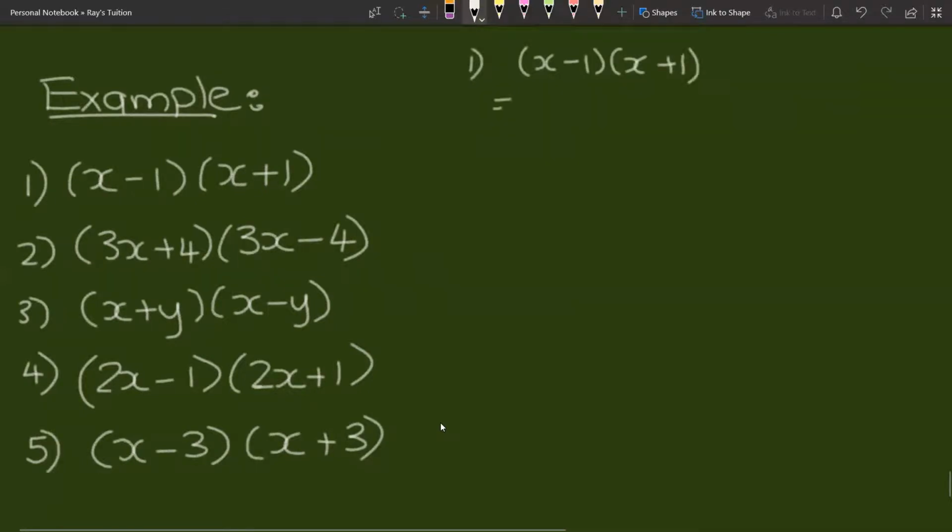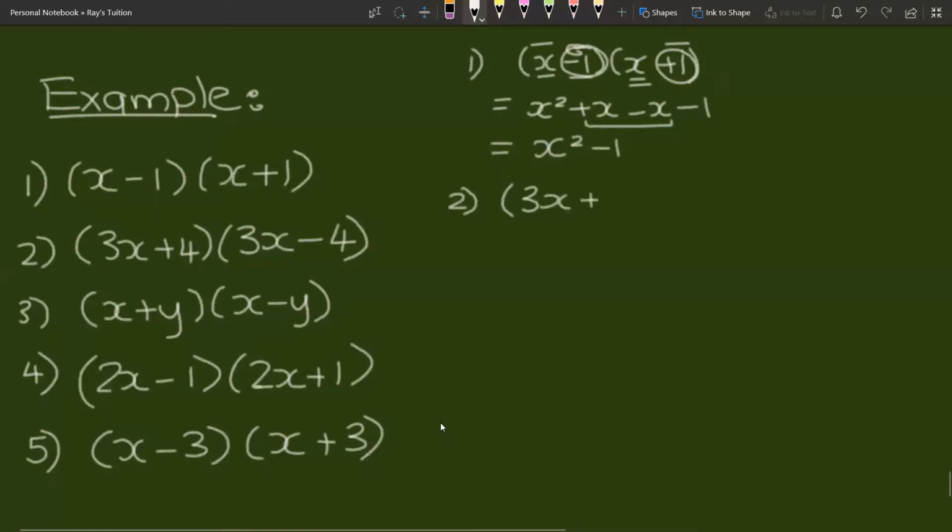So the first one is x minus 1 times x plus 1. So we're going to use FOIL again. So the first term times the first term is x squared. The two outer terms, x times 1 is x. The inner terms, minus 1 times x is minus x. And finally, the last terms, which is minus 1 times positive 1, which is negative 1. So this simplifies to x squared minus 1 as the two middle terms cancel out. Let us have a look at the next one.